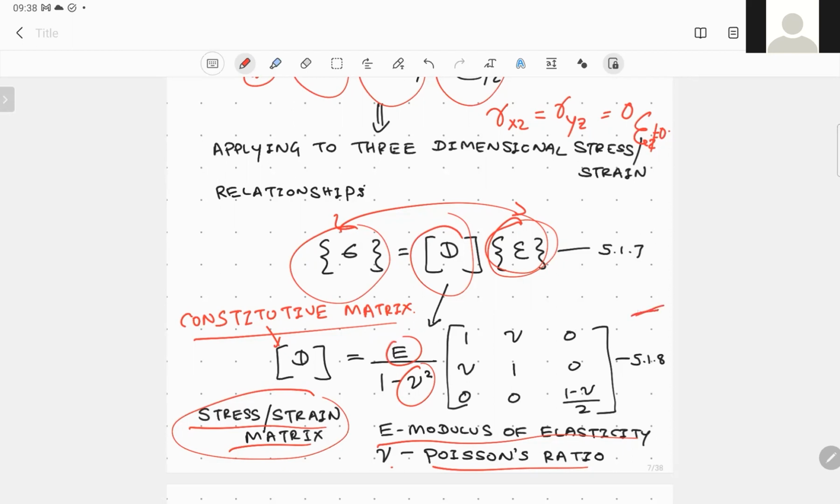I will not go into this derivation. If you are really interested, you can refer to the references for how this constitutive matrix is derived. But it's okay for you to know that this constitutive matrix relates the stresses to strains and includes material properties.